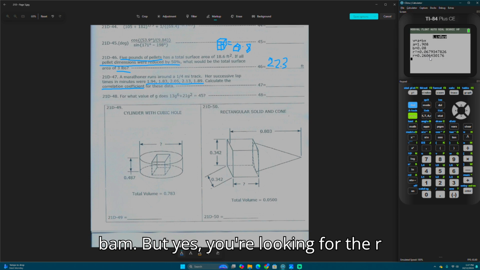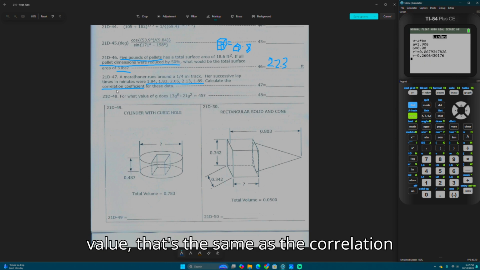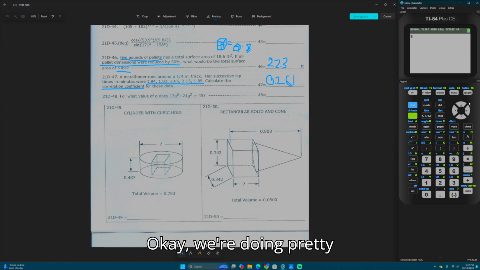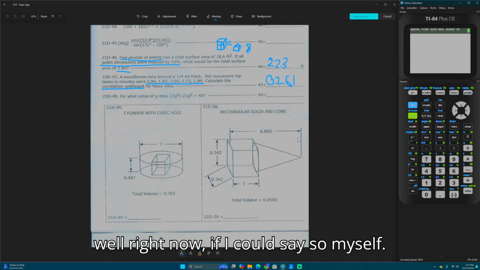But yes, you're looking for the R value. That's the same as the correlation coefficient, 0.261. Okay, we're doing pretty well right now, if I could say so myself.